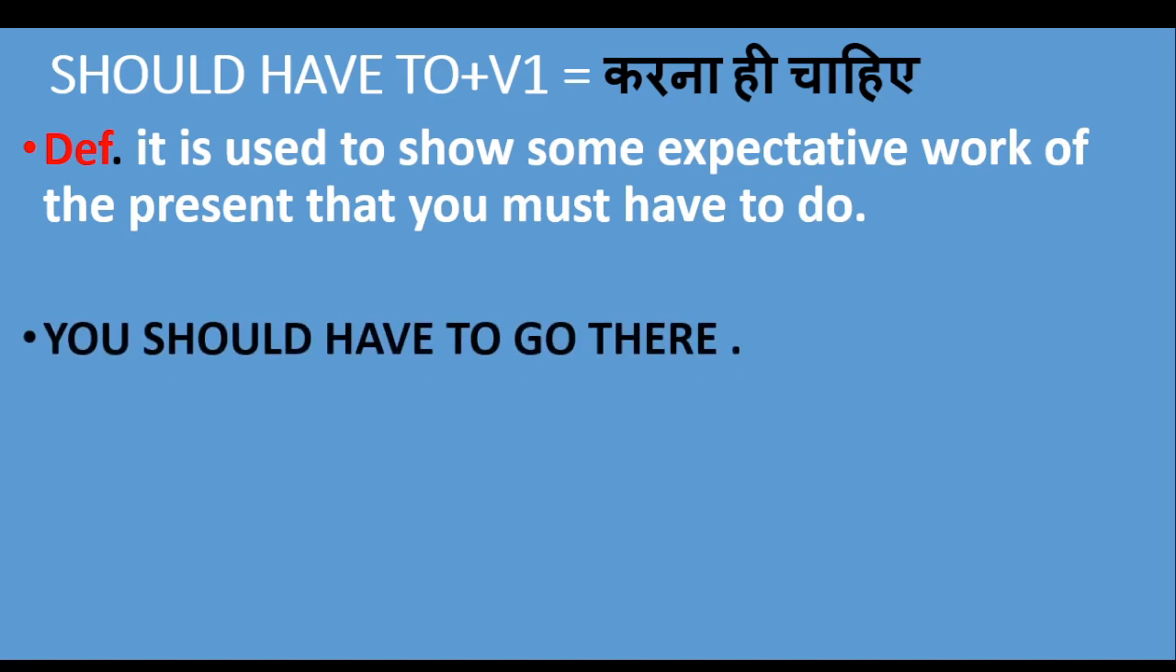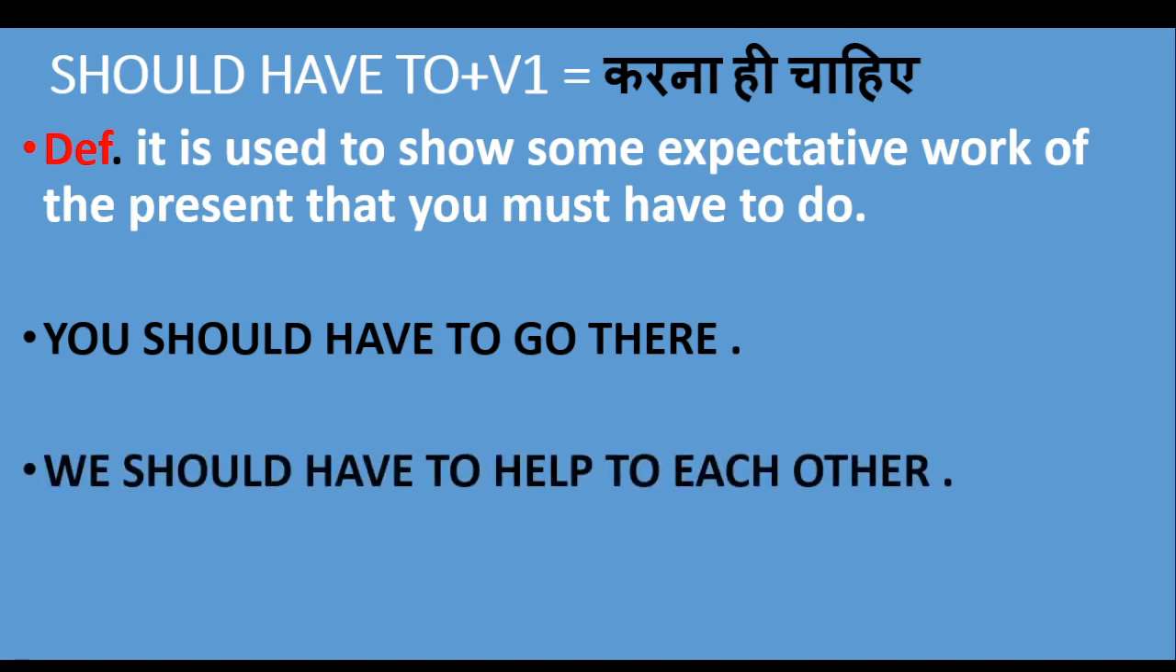You should have to go there. In this sentence, you are suggesting someone to go somewhere. For example, you and your friends work together and your friend doesn't like to go home, and you are telling him that going home is a very important thing. So you should have to go home, you should have to meet your parents, you should have to meet your friends and family. So here you are suggesting your friend to go home, it is a very important thing.